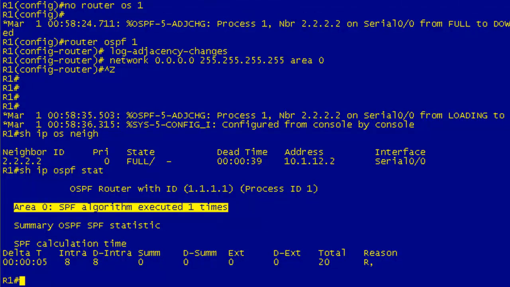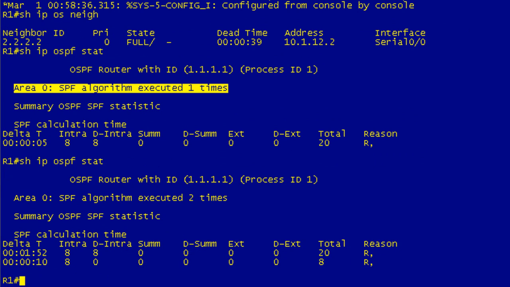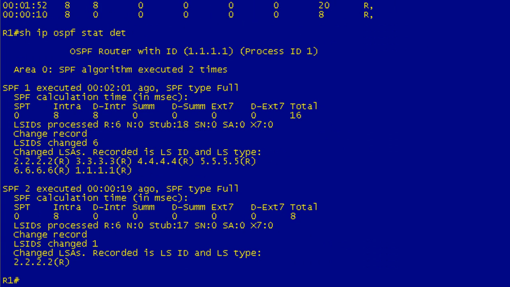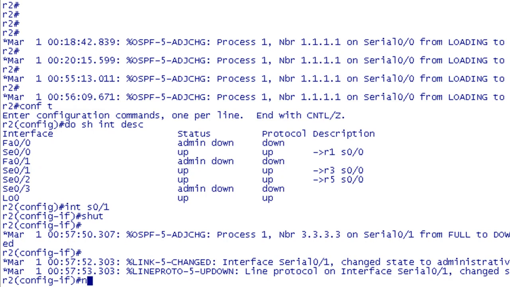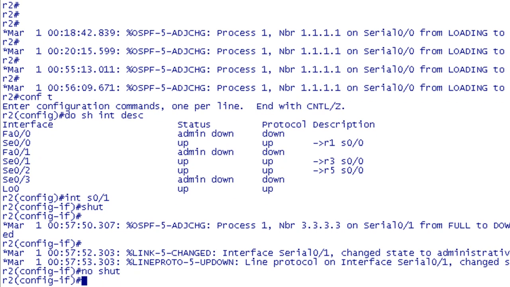Alright, so what that should have done is change the topology, which means we're going to have an SPF calculation, and I'm back on R1, and you can see here now we have the SPF algorithm having executed twice. Last time was 10 seconds ago. Let's go ahead and take a look at the detail, and we're taking a look at this last guy here. Well, now it's been 19 seconds because I've been blabbing for 9 more seconds, and it's a full SPF calculation. So you know what we're going to do here. No shut. Bring this guy back up.